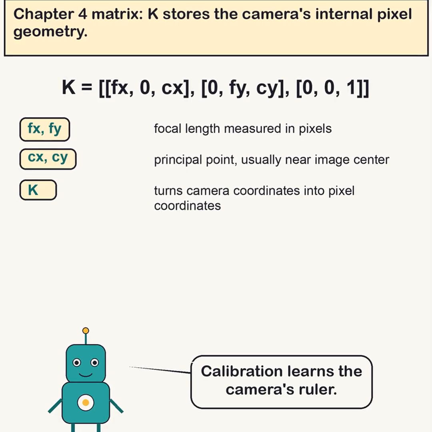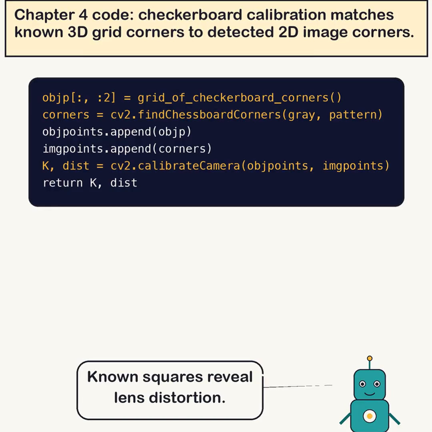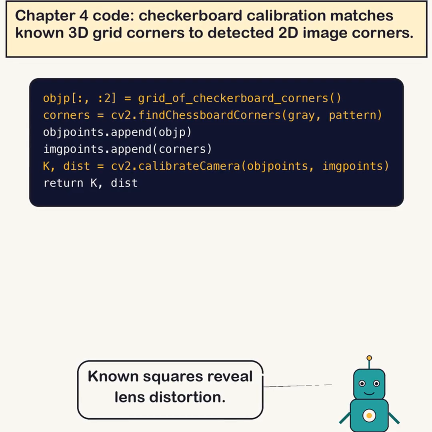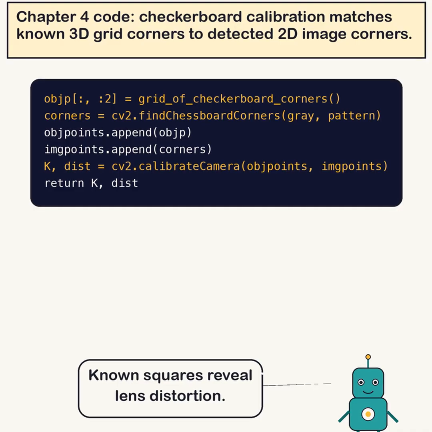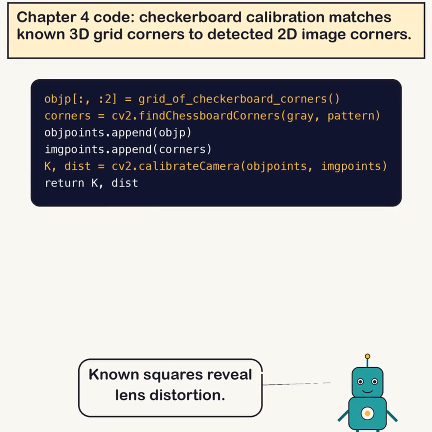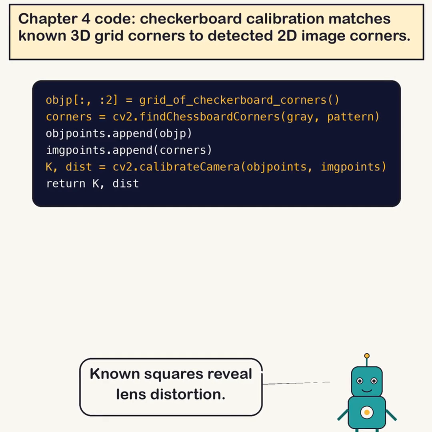Calibration learns the camera's ruler. Checkerboard calibration works because the three-dimensional grid points are known. The algorithm detects their two-dimensional image corners, appends object points and image points across many views, and solves for intrinsic K plus lens distortion coefficients.